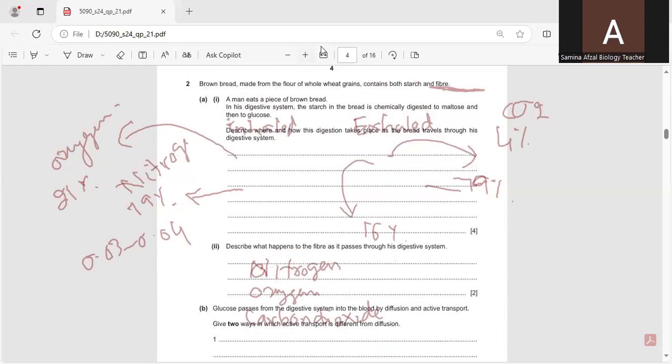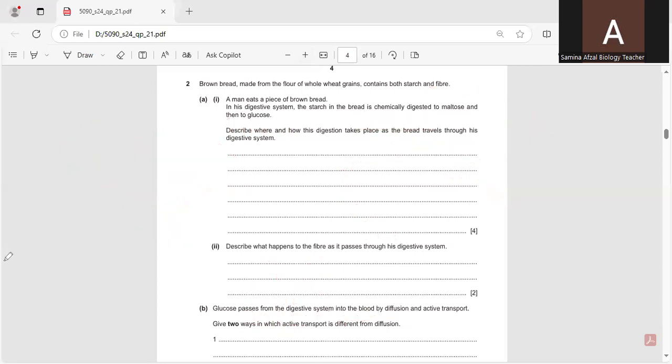And the next question is, brown bread made from the flour of whole wheat grains contains both starch and fiber. A man eats a piece of brown bread. In his digestive system, the starch in the bread is chemically digested to maltose and then to glucose. Now describe where and how the digestion takes place as the bread travels through the digestive system.